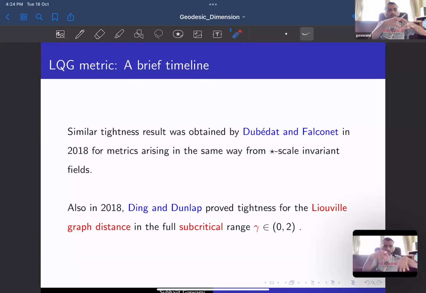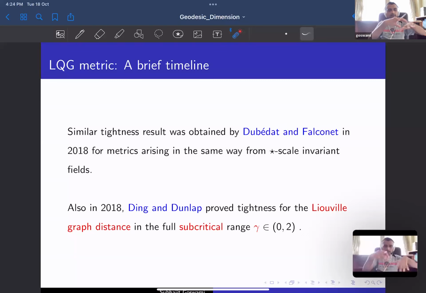Also in the same year, and that is an important thing, because remember, we have to make sense of this limiting space as a metric measure space. And the measure, as I told you, the area measure, has already been explained by the work of Duplantier and Sheffield. So there is another way you can make the notion of a distance, by ball covering number. Where do the balls come from?